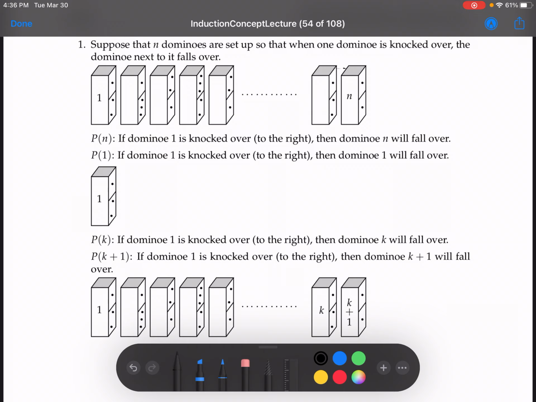Now for the inductive step. For the inductive step, we assume P of k, and we show P of k plus 1. So we're assuming that if domino 1 is knocked over to the right, then domino k will fall over. And we're going to show that if domino 1 is knocked over to the right, then domino k plus 1 will fall over.